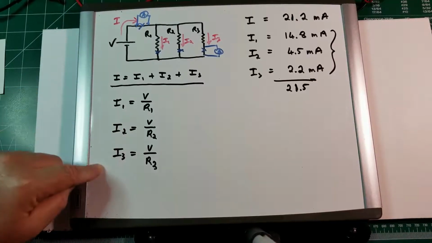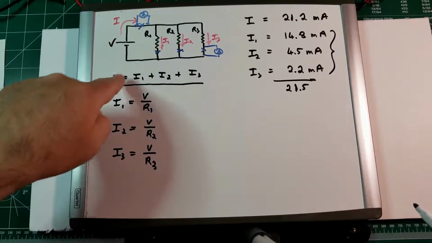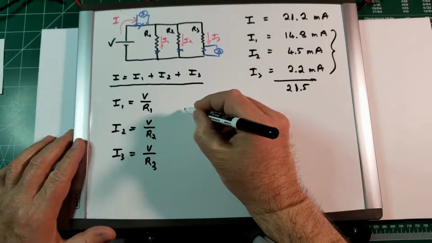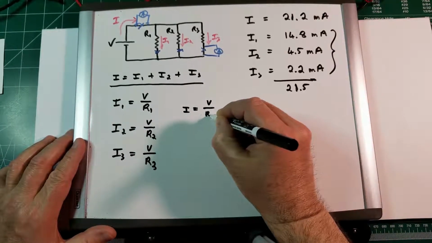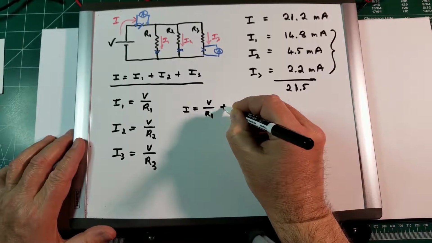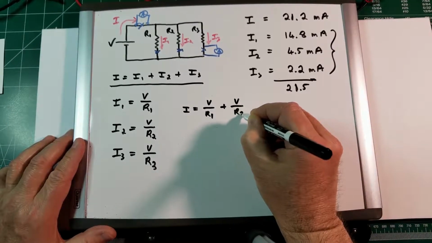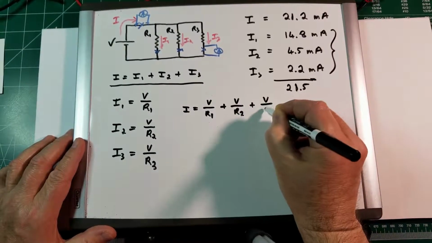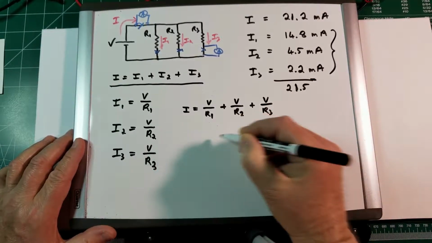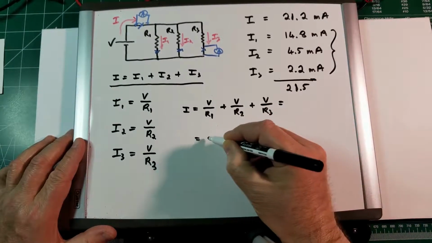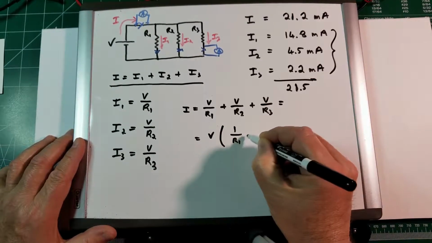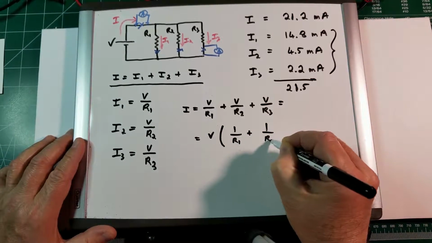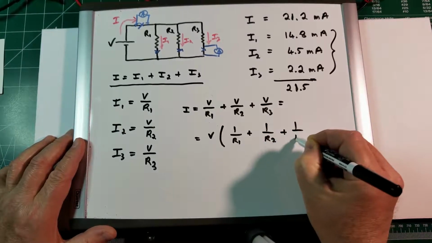So, if I substitute these values over here, I find that I equals V over R1 plus V over R2 plus V over R3, which I can also write as V times (1 over R1 plus 1 over R2 plus 1 over R3).